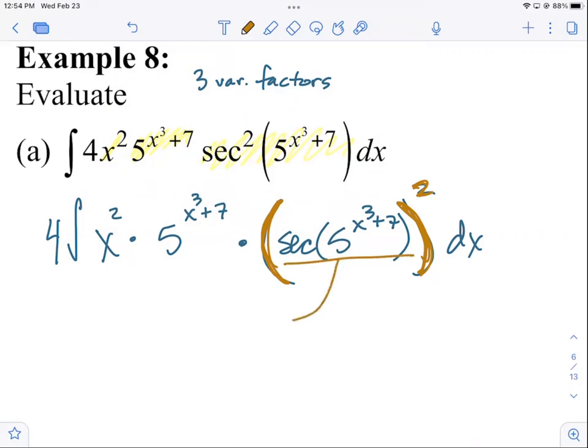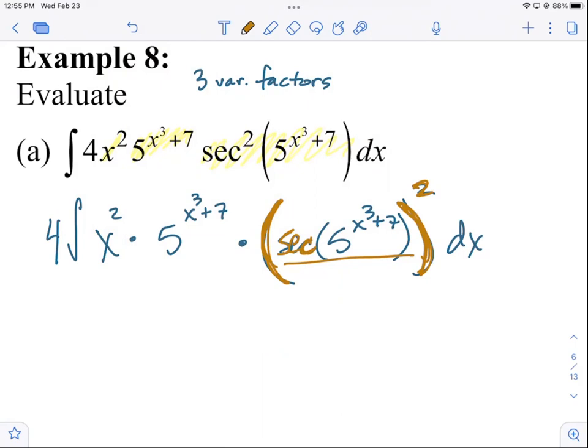What would be the derivative of secant of blob? Secant blob, tangent blob, right? Do I have a secant blob, tangent blob factors outside? No, I don't. If I had another secant blob, tangent blob out there, I would have identified it correctly. So that means that we need to take a slightly bigger bite. Okay. And that means that blob squared is not the outside function, but secant of blob is the outside function.